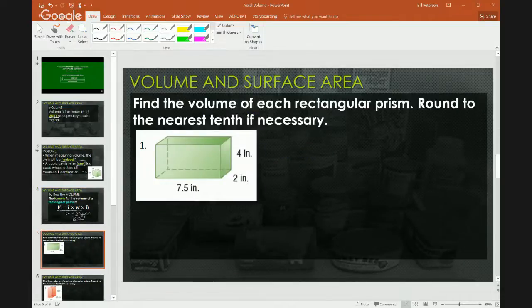Let's go ahead and give this one a try. We're going to find the volume of this rectangular prism. We have some details here that we need to write out. We need to figure out what the length, the width, and the height are. Our length is 7.5 inches. Our width is 2 inches. And our height is 4 inches. Please get in the habit of labeling these side lengths. It's not necessarily helpful in volume, but when we deal with more complex things like surface area, this is going to be very beneficial information for you.